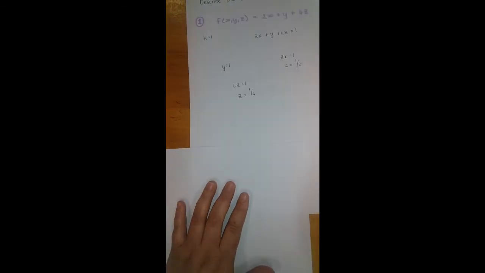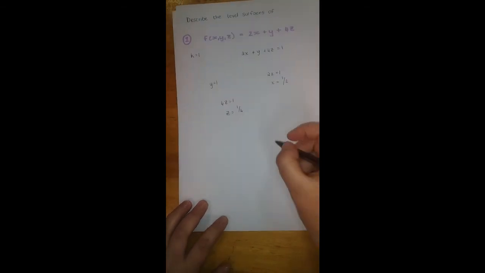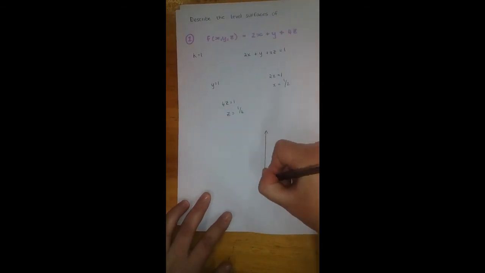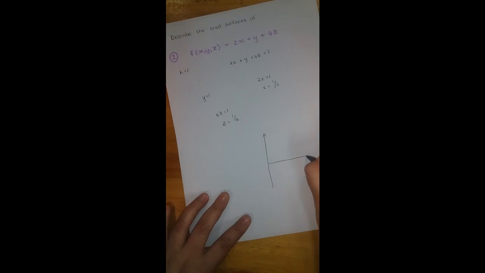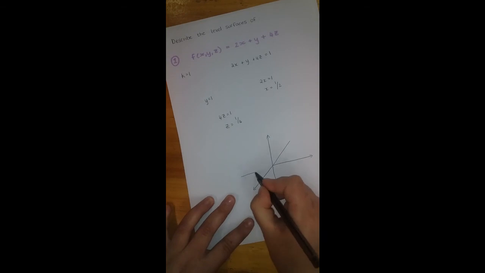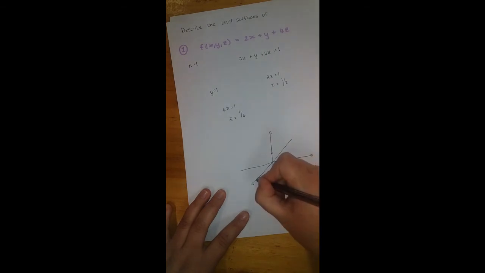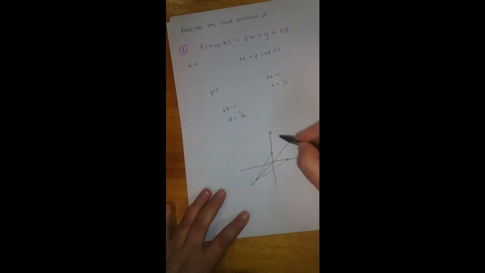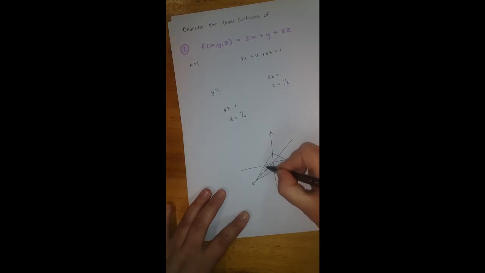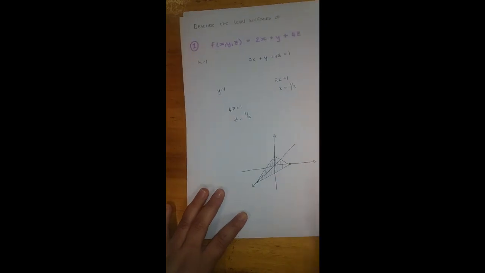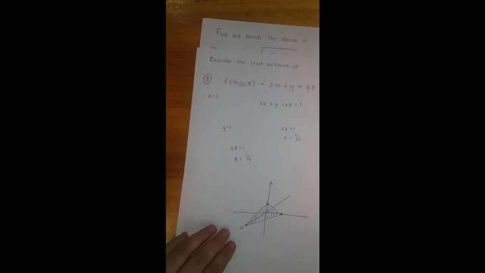And then you can go sketch that on your three-dimensional axes. So you would have the following, and then z would be a quarter, x would be a half, and y would be 1. So your plane looks almost like this. And that would be how you sketch that.